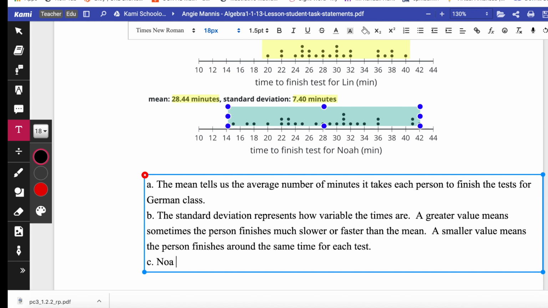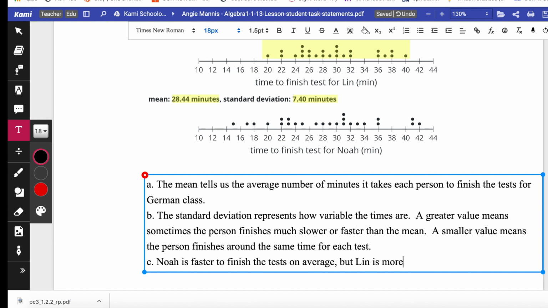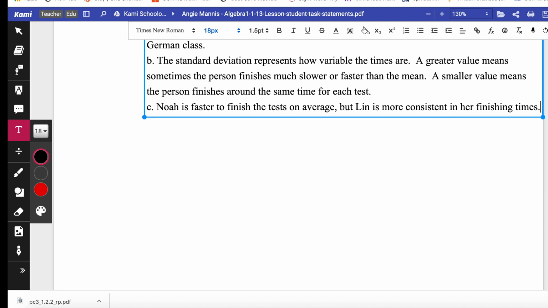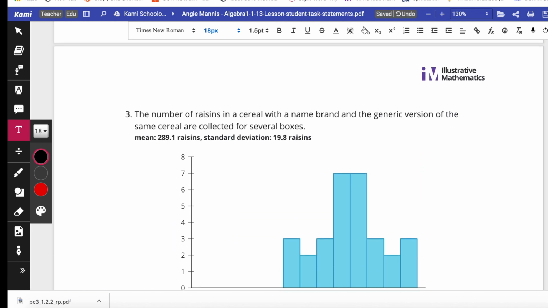So Noah is faster to finish the test on average, but Lynn is more consistent in her finishing times. Okay, again, you can pause if you need to. I'm going to go on to number 3.